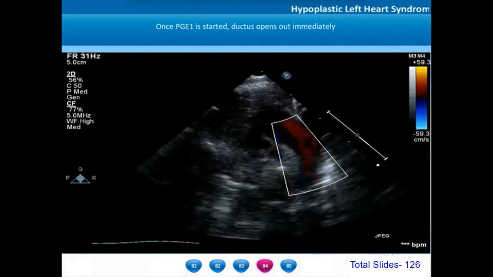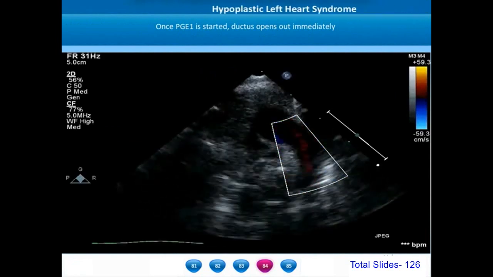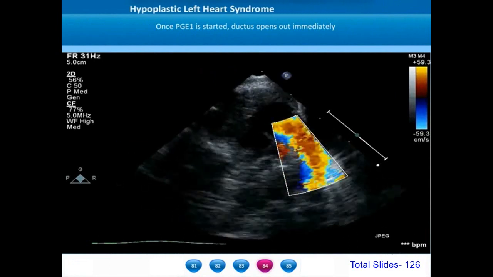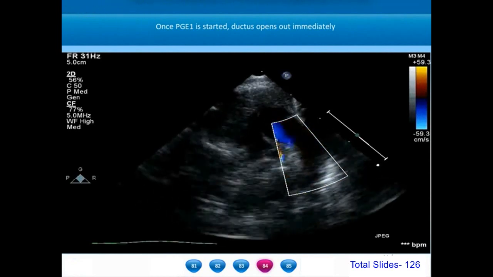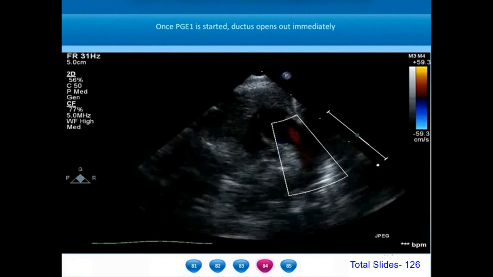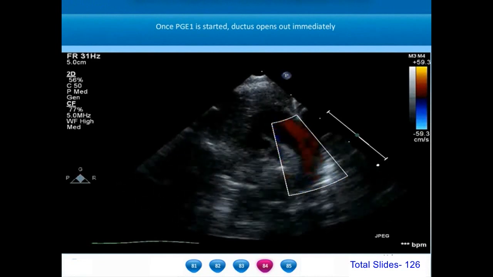Such a narrow ductus can be totally opened to a large lumen with initiation of prostaglandin E1 infusion. This is the echocardiogram after initiating prostaglandin E1 therapy.